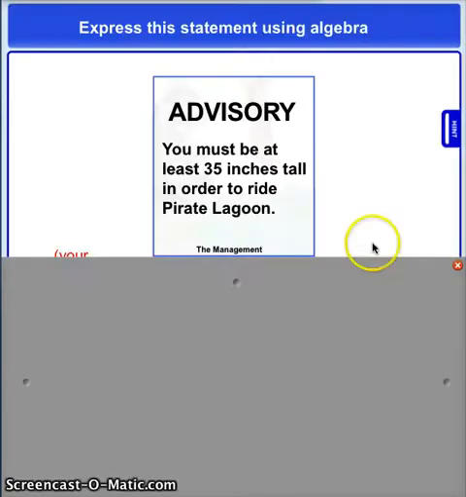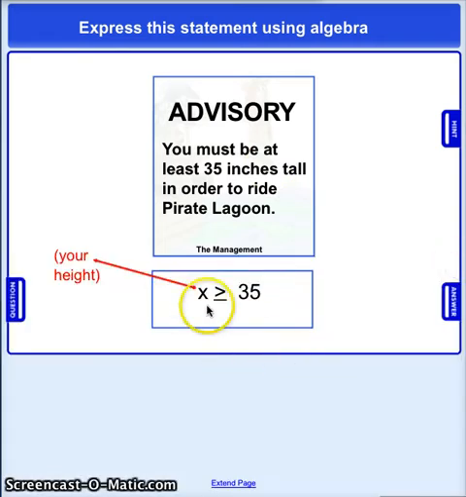How would you write this inequality? If there's a sign outside the ride that says you must be at least 35 inches tall in order to ride this ride, how could you show this? Well, at least is saying you need to be 35 inches tall or more. So if we use X to represent your height, you need to be greater than or equal to 35. You must show the equal to sign also because you can be 35 inches to ride this ride. You just can't be anything less than that.